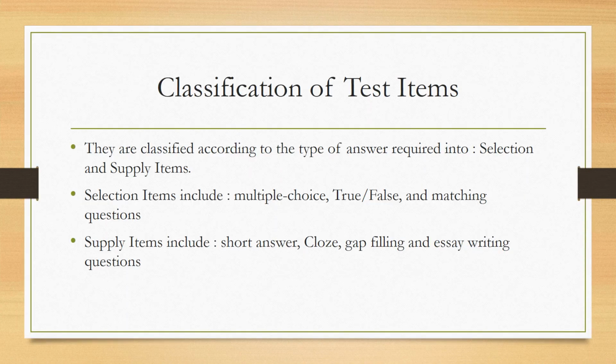To start, first of all, we need to know about the test items and their classification. Test items in general are classified according to the type of answer required from the students. So, according to this, we have two types of test items. What are they? Selection and supply items. What do you mean by the selection item?